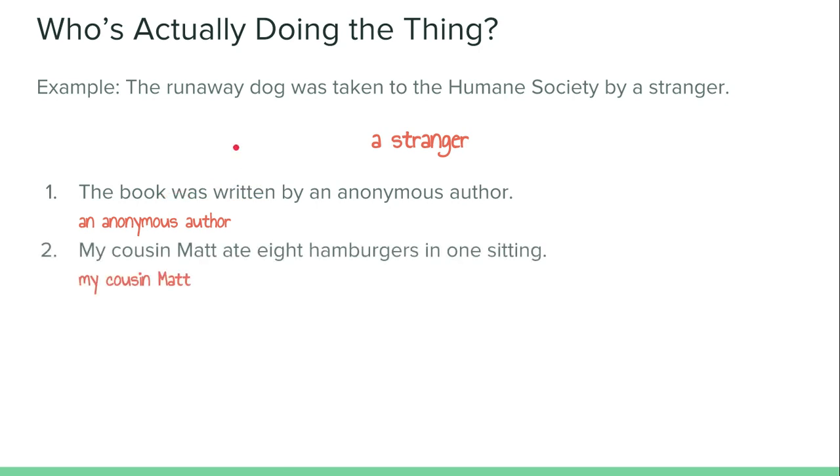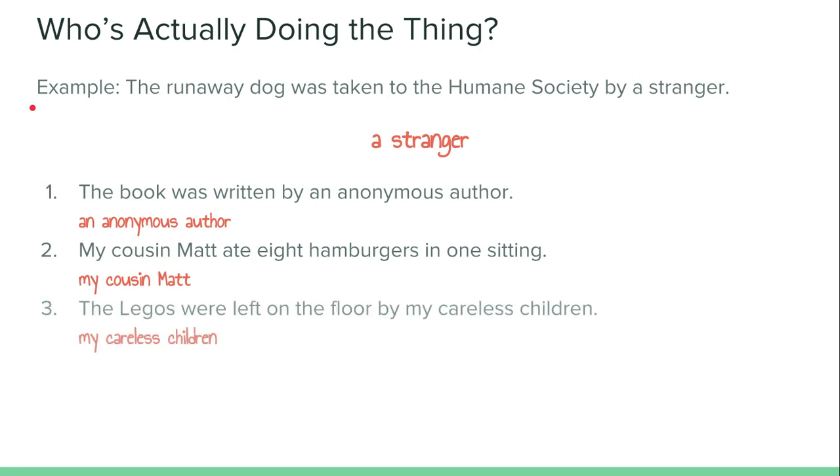My cousin Matt is the one who ate 8 hamburgers in one sitting. The hamburgers did not eat him. So my cousin Matt is the one doing the action. The Legos were left on the floor by my careless children. The person doing the action, or in this case, neglecting to do an action because they never pick up their Legos, is my careless children.